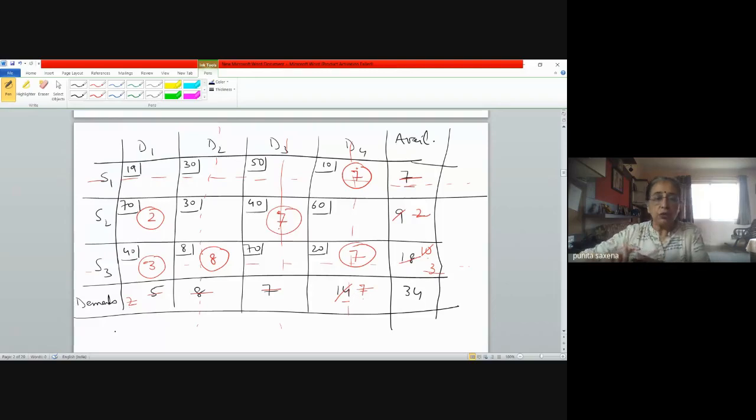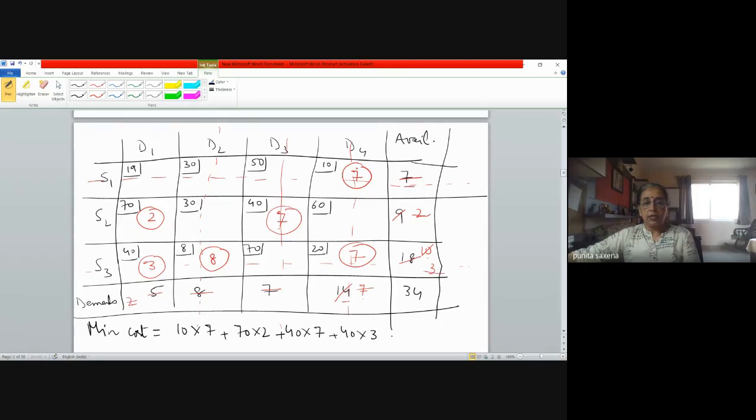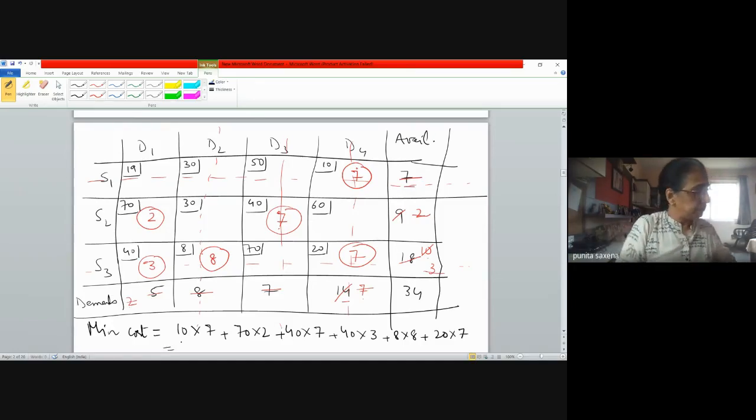So if you quickly compute the cost, the minimum cost in this table is going to be 10 into 7 plus 70 into 2 plus 40 into 7 plus 40 into 3 plus 8 into 8 plus 20 into 7. Now, can you quickly compute? कितना आ रहा है ये? 814. Is that right?